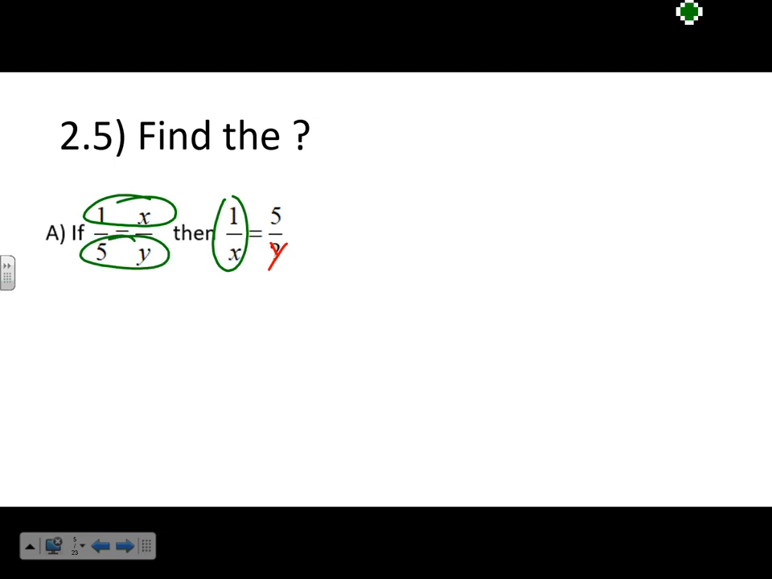Again, if I would have put y over 5 is equal to what? Well, the y and the 5 go together, so then we have 1 and x, and the x is on top this time. Okay.